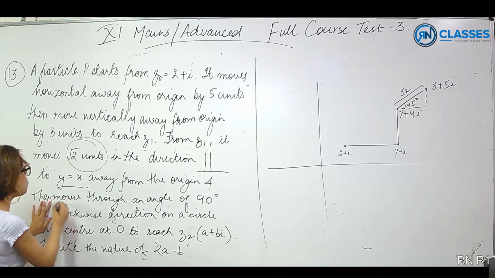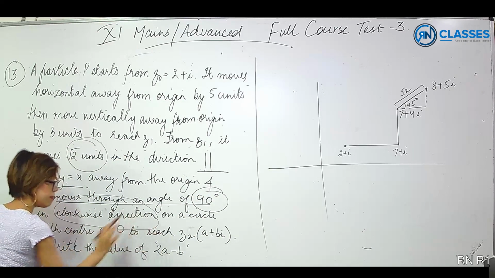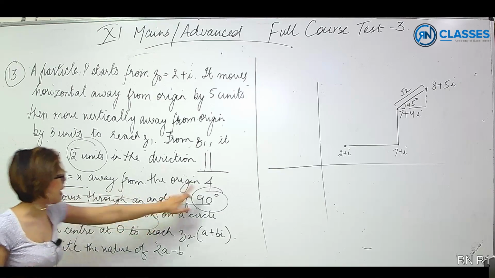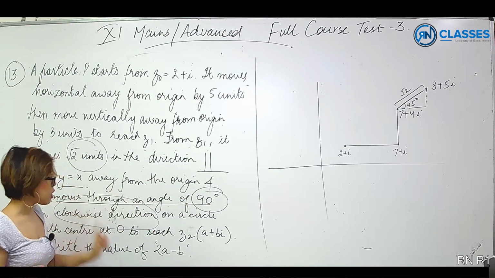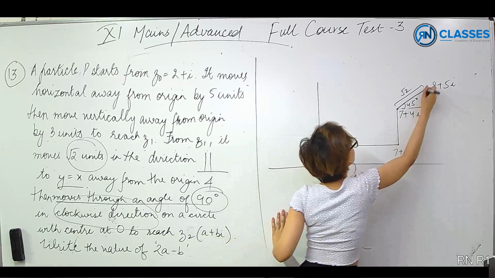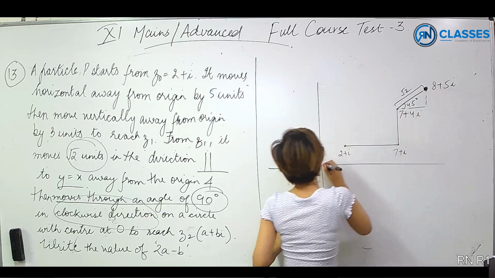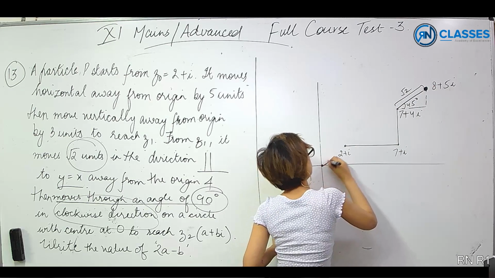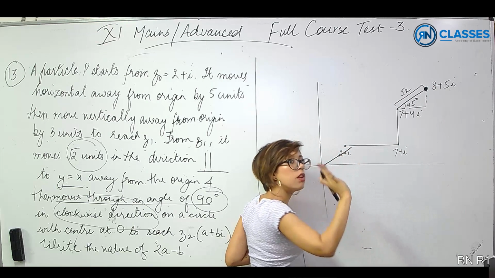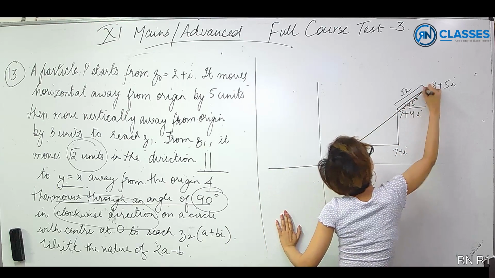Then he says, then move through an angle of 90 degrees in clockwise direction. Okay, it is going to move through an angle of 90 degrees in clockwise direction on a circle with center O. So my point is here. Right? Now he says, I need to make a circle with center O, so I'm just going to join them. I do not know where it intersects or not. It's just tentatively, I do not care. So here it is. Cool.